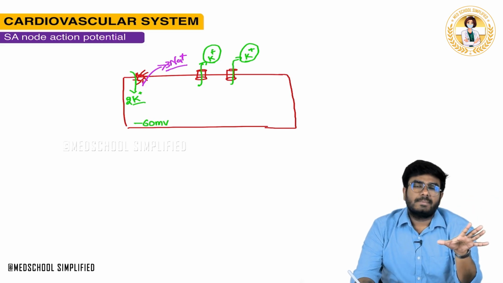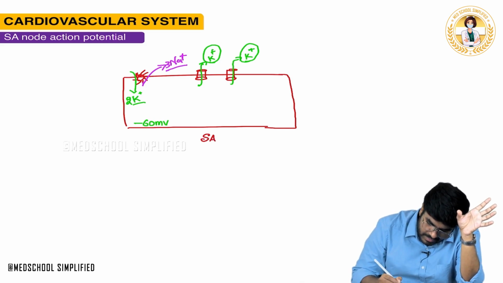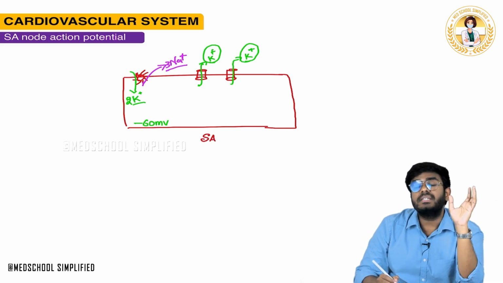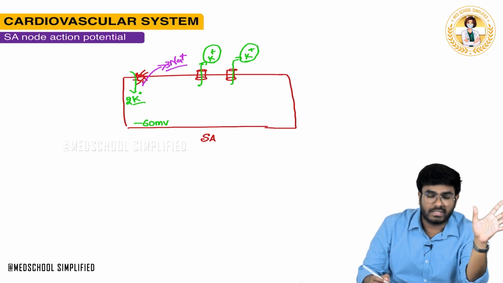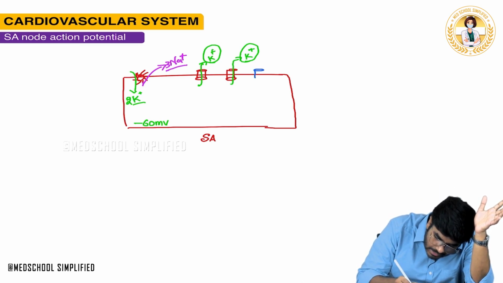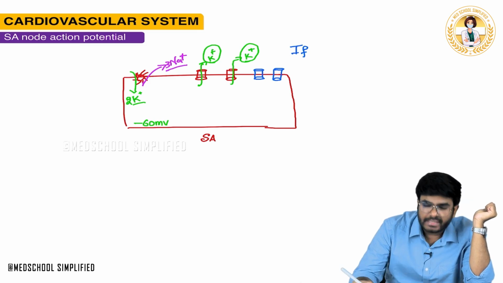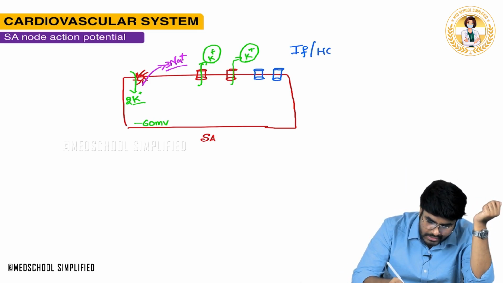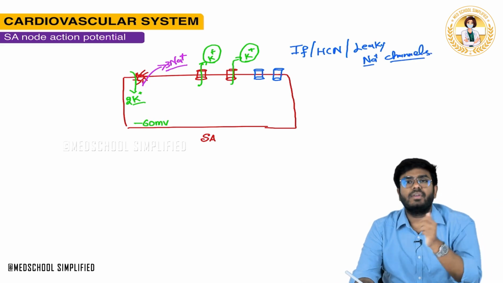But what happens on these SA nodal cells is that some special channels are present, which are not seen in the ventricular myocyte or atrial myocytes. These channels are called leaky sodium channels. They are also called IF channels or HCN channels, leaky sodium channels or funny channels. Funny sodium channels.